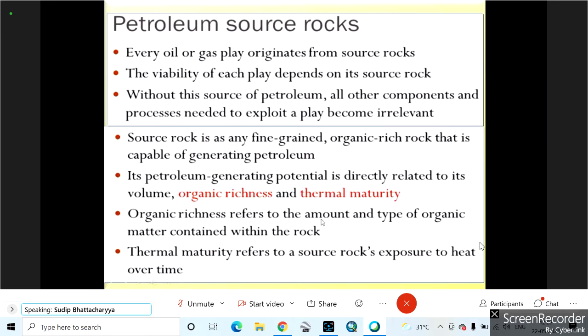That means up to this we can tell that we have got type 1 to type 4 kerogen. We know which type of kerogen will give which type of product, and with this we want to know the actual organic richness of that particular organic rich sediment, and what is the thermal maturity. So these things are coming one after another.